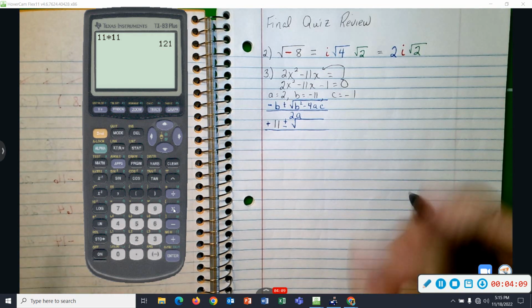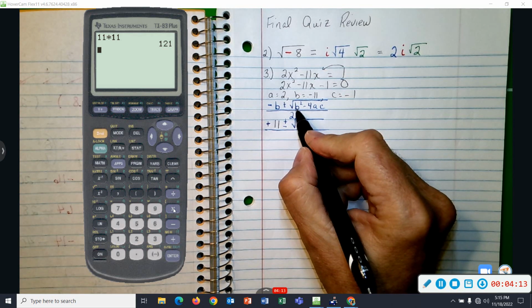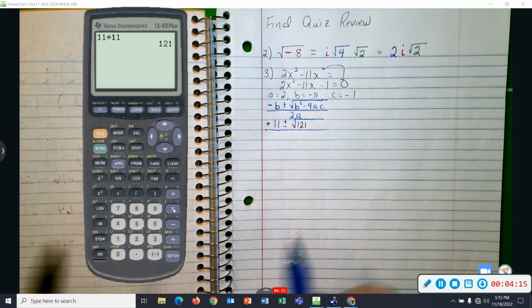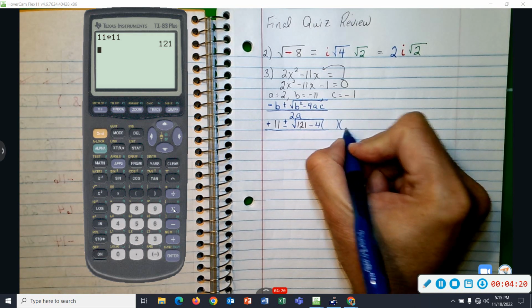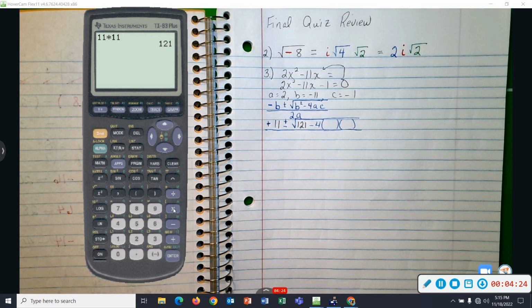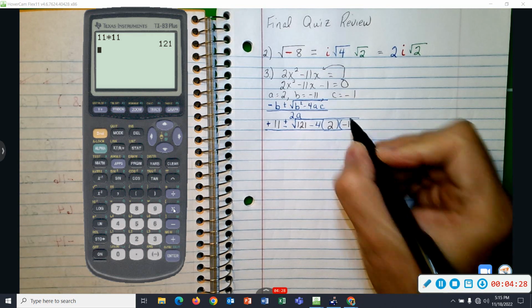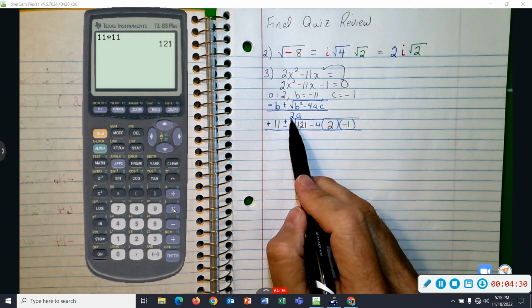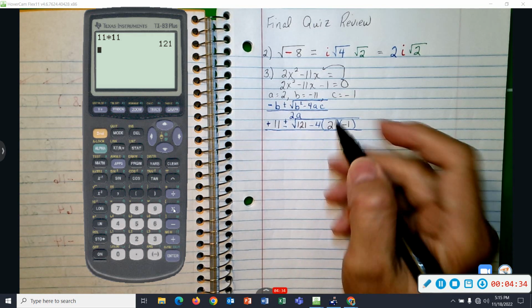So I'm just writing 121 in place of the b squared. Then minus 4 times a times c. A is 2, c is negative 1. All over 2 times a. 2 times 2 is 4.